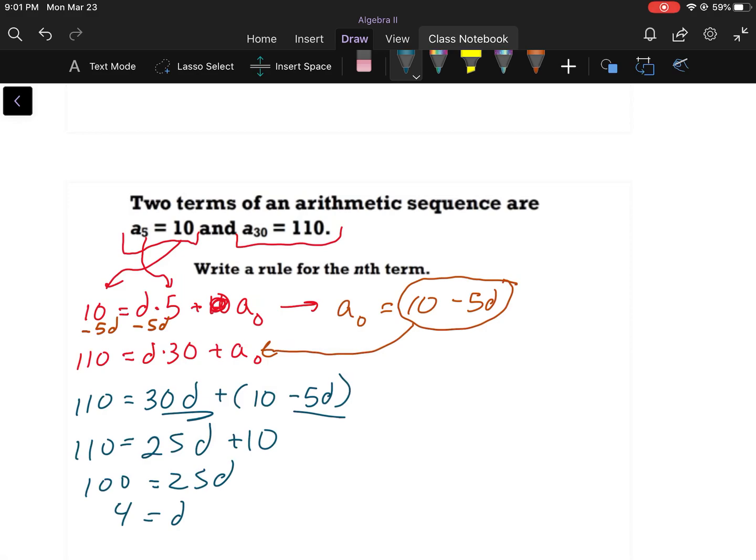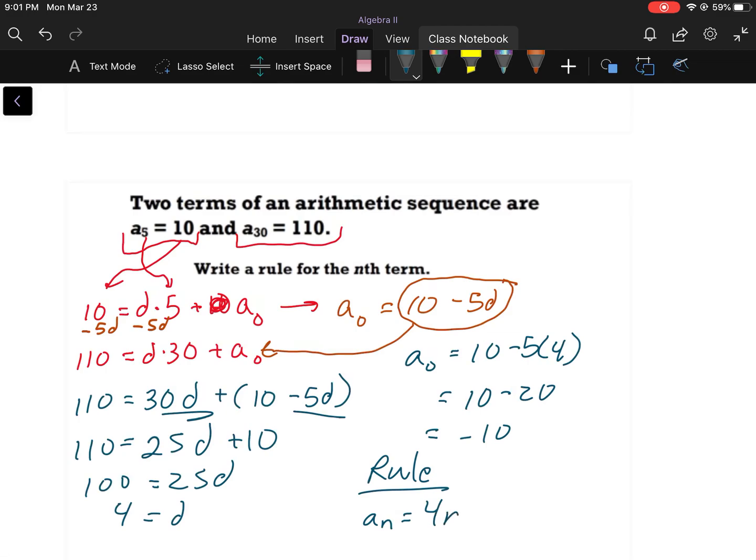d is equal to 4. My common difference is 4. Okay, now I'm going to take that common difference, I'm going to put it into this guy right here to come up with my first, or my 0 term. So 10 minus 20, negative 10. So my rule is a sub n is equal to 4n minus 10.